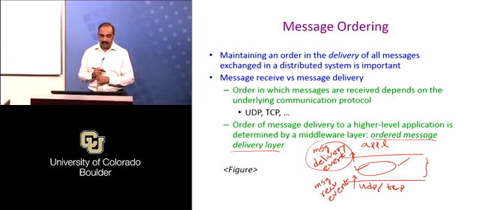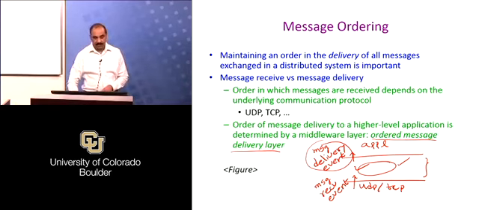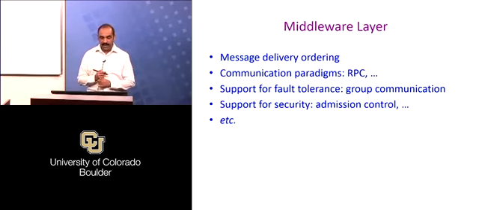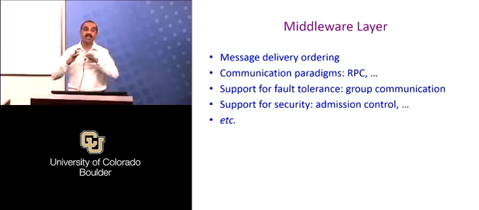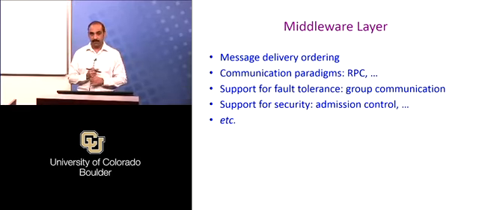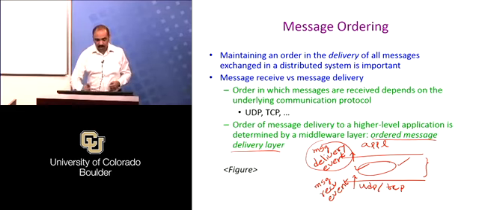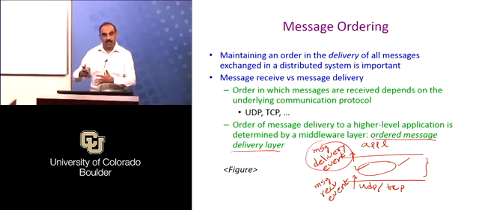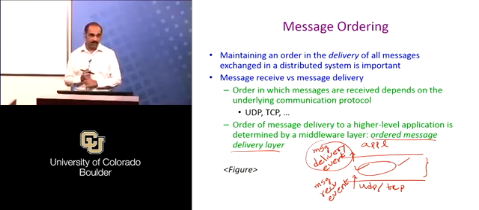Now why do we do this? Actually, before I describe this, the middleware layer is a very important concept in distributed systems, and it is used for providing a variety of services to the application. In this case, when I'm talking about delivery, we are trying to control the order in which an application sees various messages.